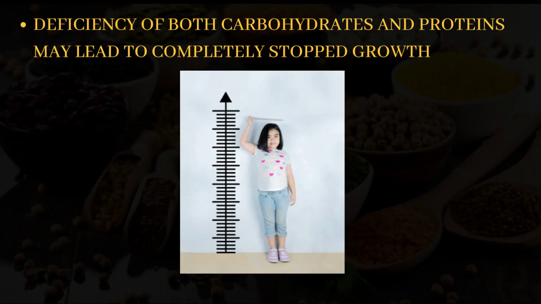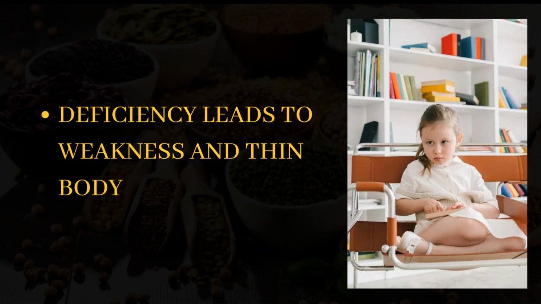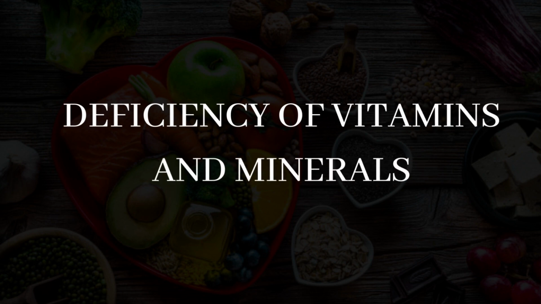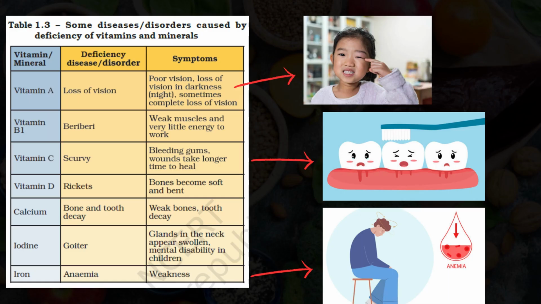If the diet is deficient in both carbohydrates and proteins for a long period of time, the growth may stop completely. Such a person becomes very lean and thin and so weak that he or she may not even be able to move. Deficiency of different vitamins and minerals may also result in certain diseases or disorders. Alongside is a table, which shows some diseases or disorders caused by deficiency of vitamins and minerals.